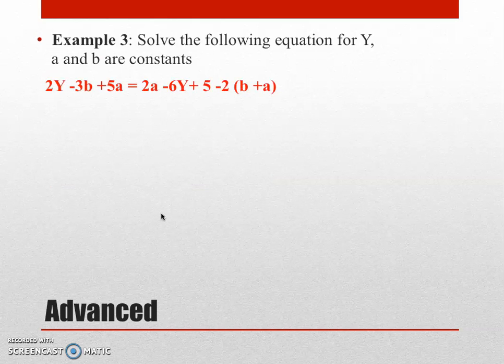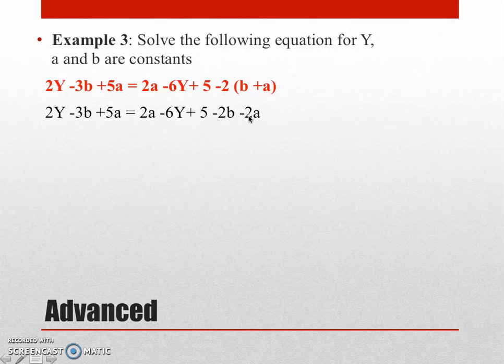Here we're asked to solve the equation for y, and it says that a and b are constants. So one thing that is different in this equation is that we still have non-simplified terms on one side of the equation. So the rule is first to simplify each side of the equation before we transfer any terms to the other side. So we're going to keep everything on the left side, and then here we're going to distribute the negative 2 into the parentheses. It becomes negative 2b, negative 2a.